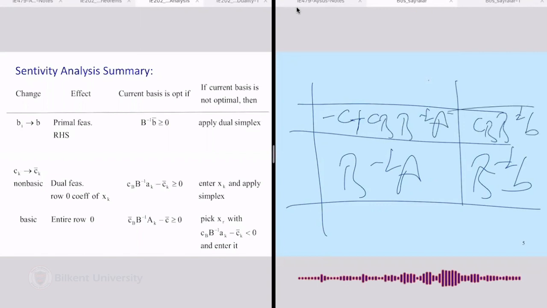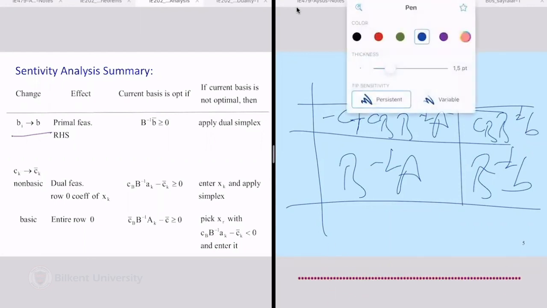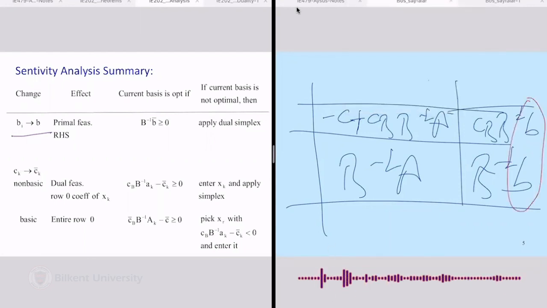All right. Now let's see if B changes. If the right-hand side, little b, changes, what happens? You just see b appears in here and right-hand side only. So row 0 is intact. Primal feasibility may be lost. Current basis is still optimal if right-hand side is still non-negative. If not, you're supposed to apply dual simplex.